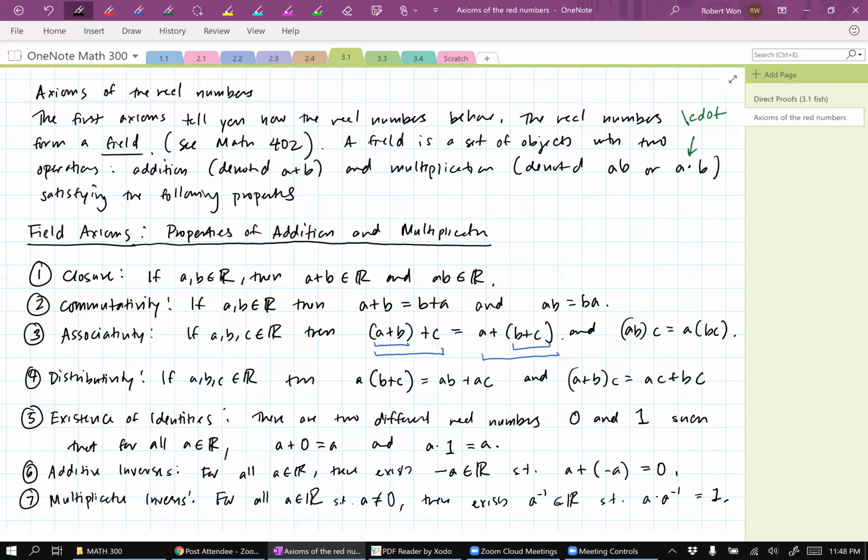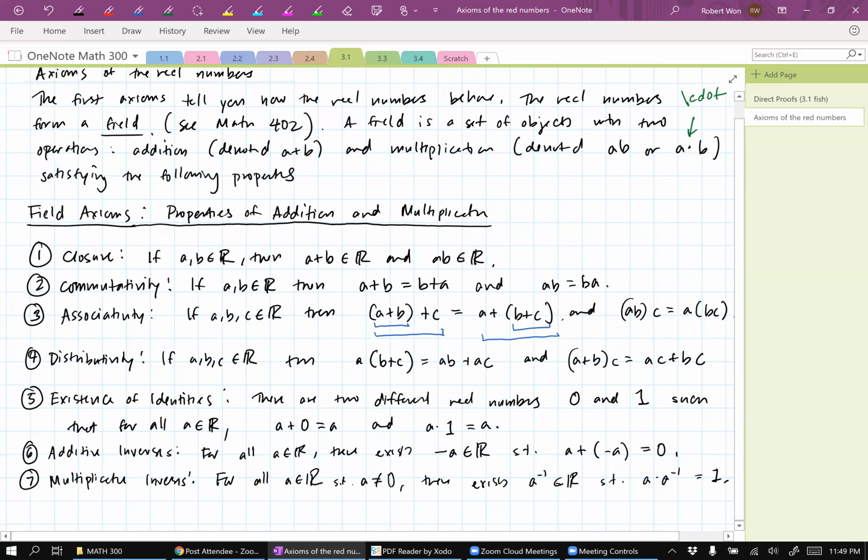Okay, so these axioms are what we're allowed to assume from the start about addition and multiplication of real numbers. I'll also say that we're also allowed to assume axioms 1 through 5 for the natural numbers. So let me just note that here. In other words, you're allowed to assume that the naturals have closure, commutativity, associativity, distributivity, and identities.